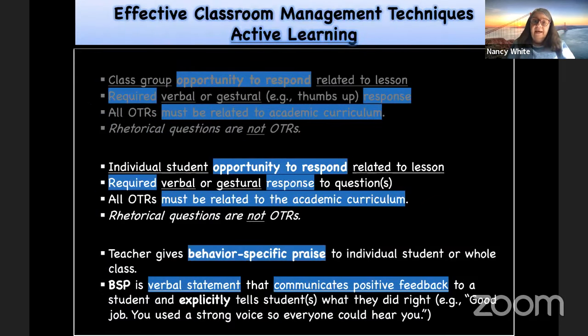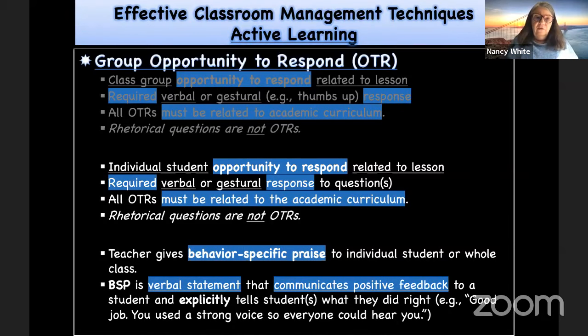So these classroom management techniques, I'm not going to go through any of the details here. I'm just going to say that one is group opportunity to respond. That means the teacher asks a question and the entire class responds, either verbally or non-verbally, but everybody's involved and expected to be doing something. It's not, if you have 20 kids, 19 of them are on vacation while somebody else is taking their turn.